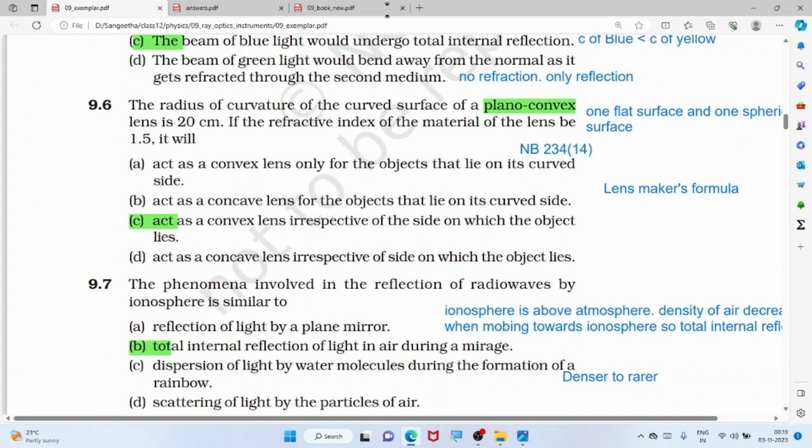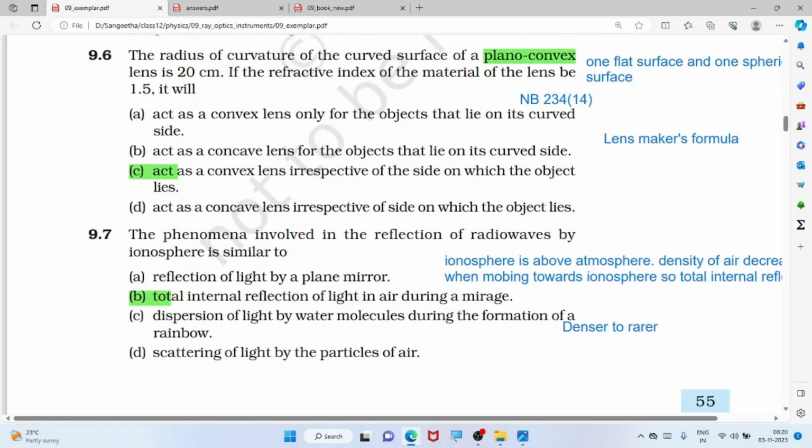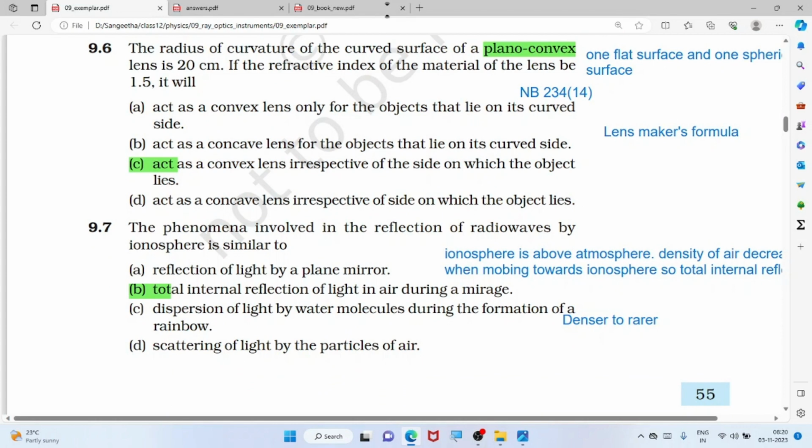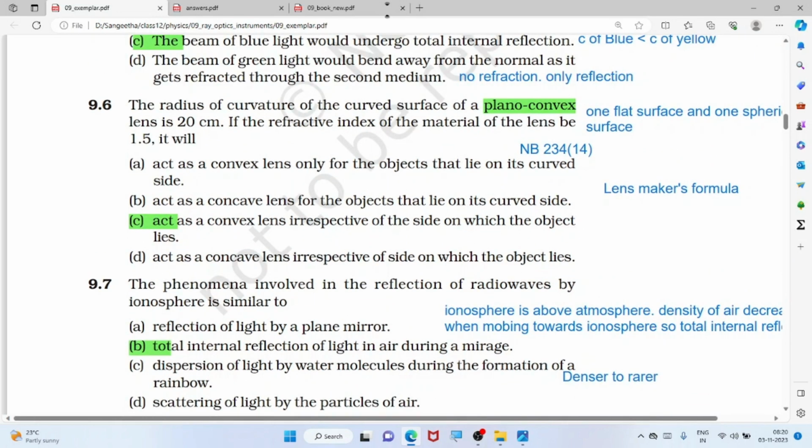The radius of curvature of a curved surface of the plano-convex lens. Plano-convex, one side is plane, other side is curved. One is a flat surface and the other one is a spherical surface. So it will be convex irrespective of the side on which the object is. So the focal length won't change for this. Lens maker formula 6.